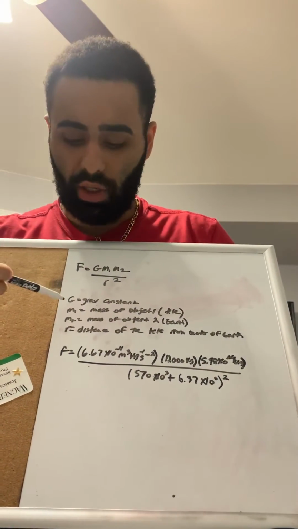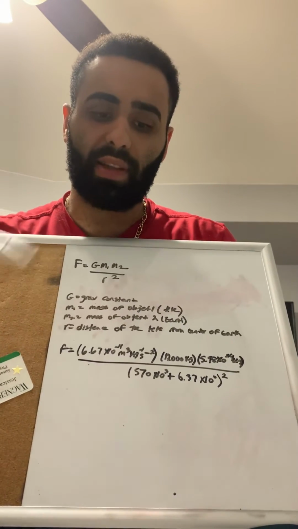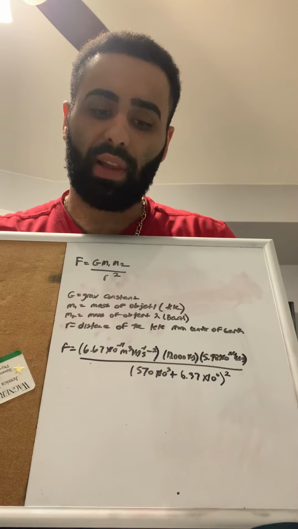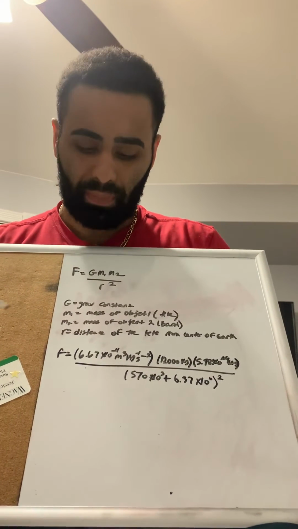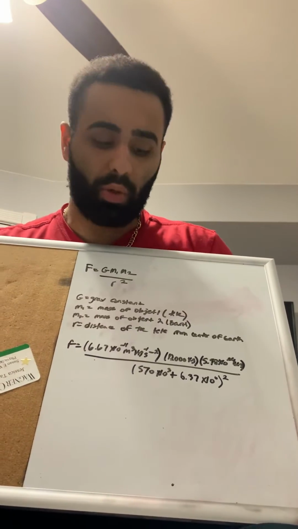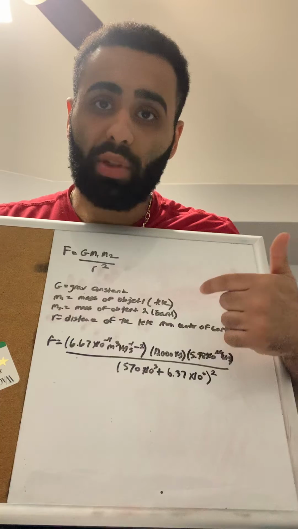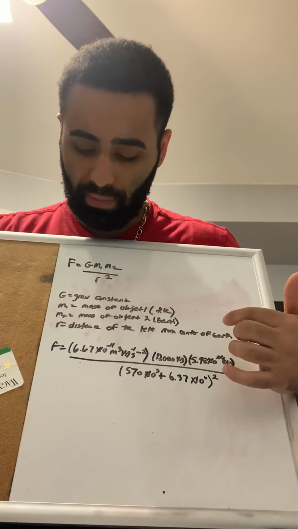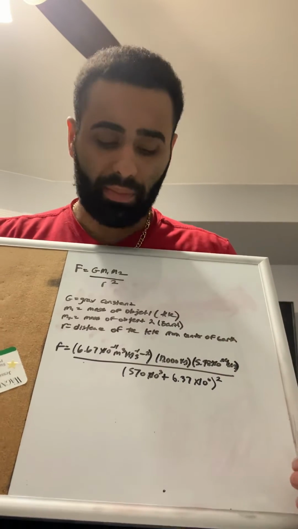So we know that G stands for the gravitational constant, which is always going to be the same, which is 6.67 times 10 to the negative 11, m3 kg to the negative 1, s to the negative 2. M1 would be the mass of object 1, which we can just make the telescope. M2 would be the mass of object 2, which we can make Earth in this case. And R is the distance of the telescope from the center of Earth.